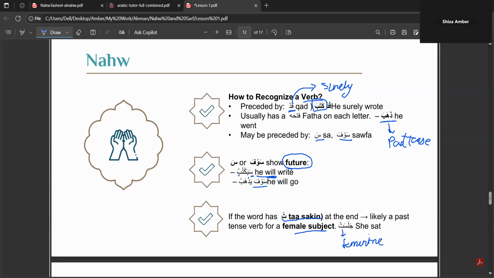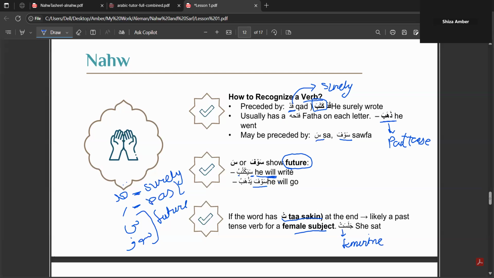And this is also a verb. So if you want to identify a verb, you need to see if it has qad before it, or if the entire word has fatha on it, or the word may have seen or sawfa before it. If the word has seen or sawfa, this means that this is future tense, because in verbs we have tenses, right? For qad, you need to understand that Allah Ta'ala is talking with pure surety, that this will happen certainly. Qad or fatha will indicate that this is past tense.